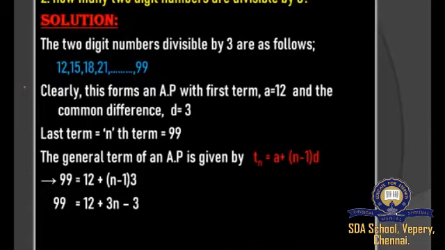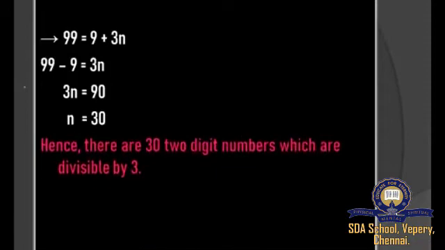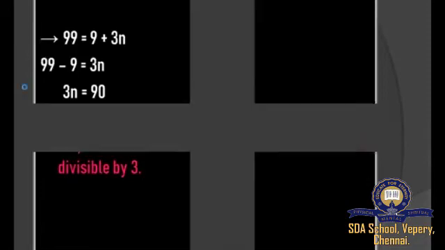On simplification, if you are multiplying n minus 1 into 3, the answer will be 3n minus 3. Since n minus 1 is in brackets, I'm going to multiply each and every element of that term with 3. Now the answer will be 3n minus 3, right? Next, 99 is equal to 9 plus 3n. On solving this, if you bring this 9 to the other side, it will become 90. Then 3n is equal to 90. What is n then? 30. So there are 30 two-digit numbers which are divisible by 3. This will be your answer.